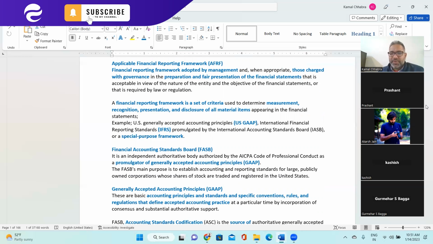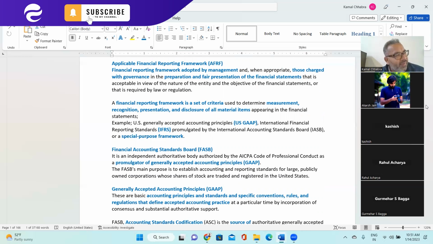Have you heard this term before? What are the financial reporting frameworks and what exactly does it mean? It's GAAP, IFRS, and... Yes, you said right, sir.